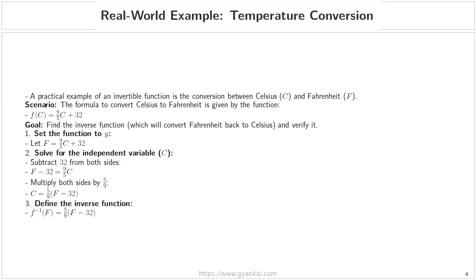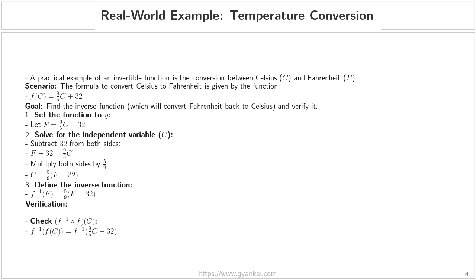Now we reach step 3, where we formally define the inverse function. We can denote this as f inverse of f equals 5/9 times the quantity f minus 32. However, as we discussed in the slide on verification, finding the expression is only half the work. We must ensure that the composition of the function and its inverse results in the identity function.